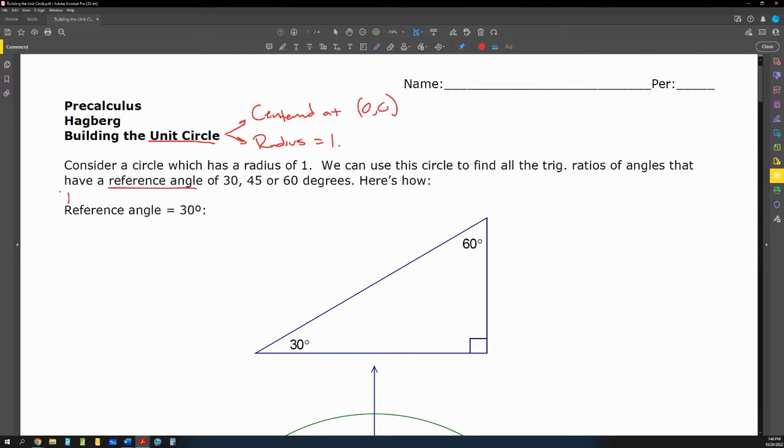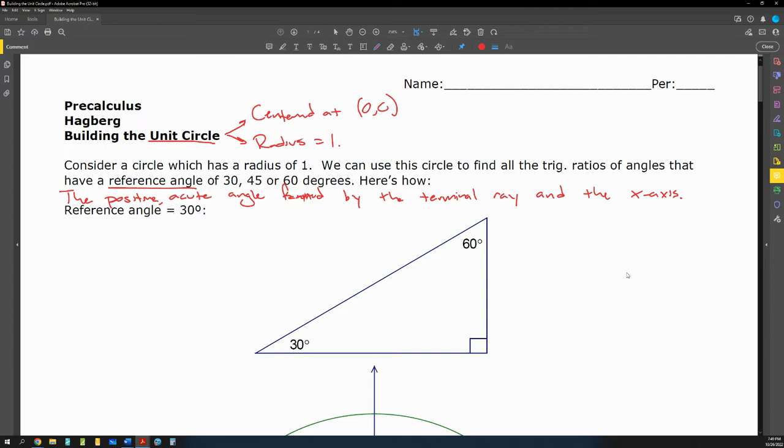A reference angle is the positive acute angle formed by the terminal ray and the x-axis. Okay, so a reference angle is the positive acute angle formed by the terminal ray and the x-axis. So there's 4 points to this definition.